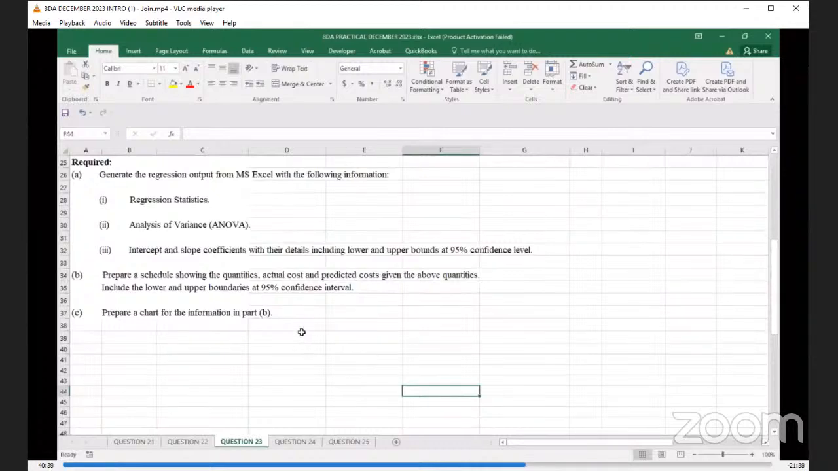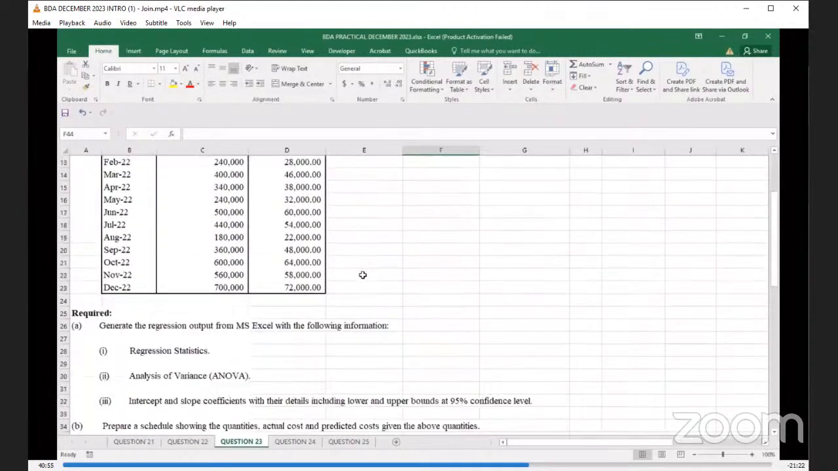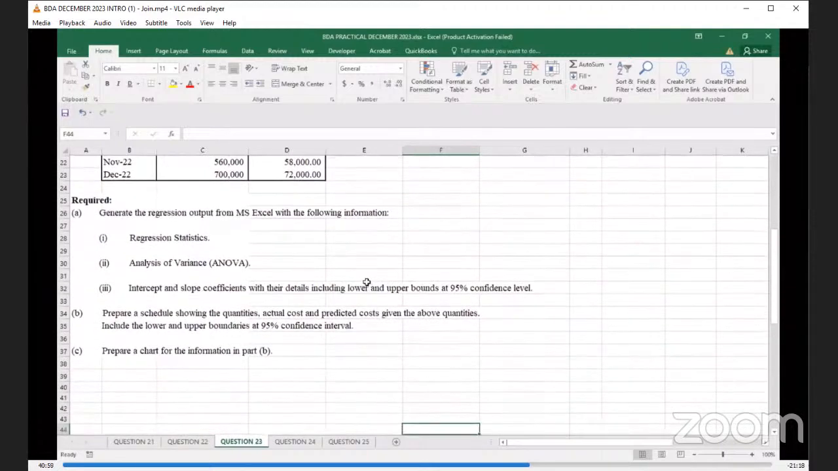Question number 23 again was also a very simple question. Then I'm going to do question number 21 and the other questions, of course, as well. But question number 23, my good students, was also a very simple question. Because this is what we actually did in our division in terms of regression analysis. So how are we supposed to work this one out? This is very simple.